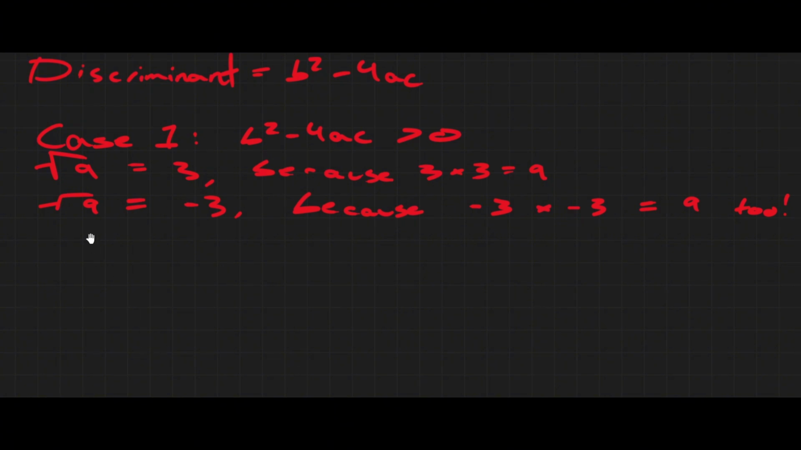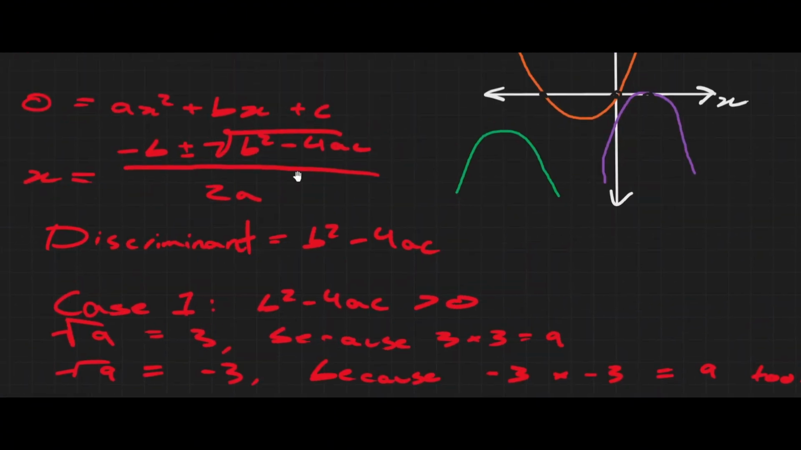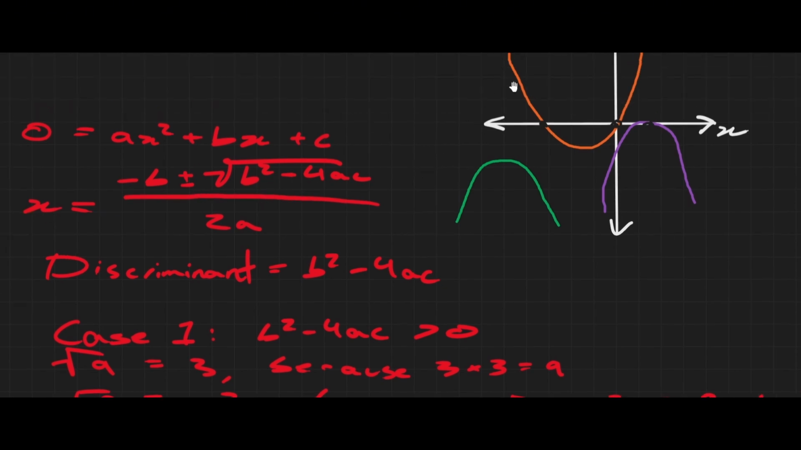And when we plug that back into the quadratic formula, we get two different values for x, which actually does correspond with this orange parabola here with 2 roots, right? So just in short, when we see a positive number under the square root, we know there are 2 real roots to any parabola.